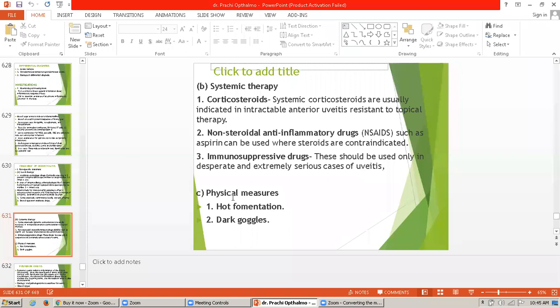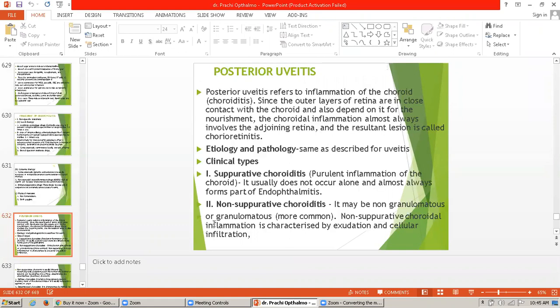C, that is physical measures. In that, one is hot fomentation, and two, dark goggles, are used as physical measures to treat iridocyclitis. Then the next topic is posterior uveitis.